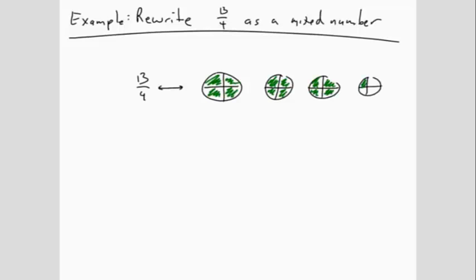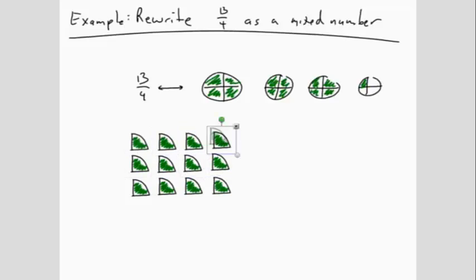What did we do here? We had 13 wedges and we made groups of 4. This is a division problem. So instead of drawing circles, we can line them up on a grid, just like we did the first time we did division. When drawn like this, we can see that we have 3 groups with 1 left over.